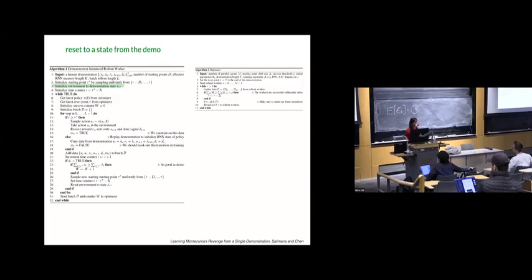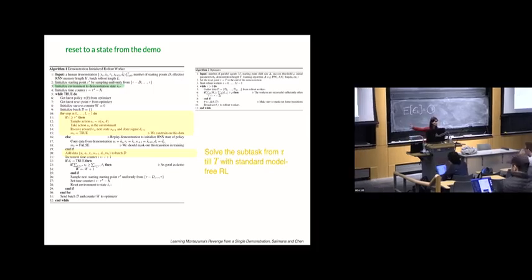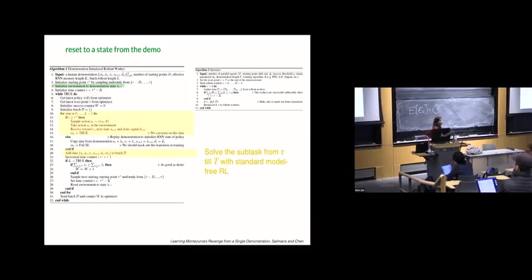So here is what these people are going to be doing. I have the demo. I'm going to be resetting from a state from the demo. And guess what? I'm going to start by resetting very close to the end, okay? So once I reset, then I'm going to solve the task till the end of the demonstration. And guess what? This is an easy reinforcement learning problem because the horizon to reward is not large. Do you agree with this? Do you buy this argument a little bit? Okay.